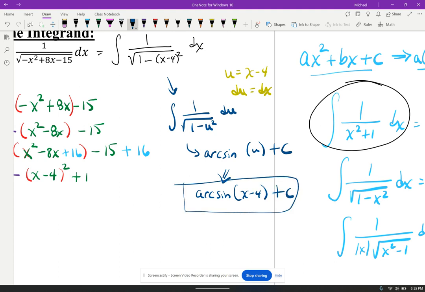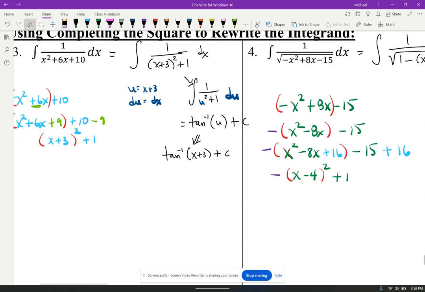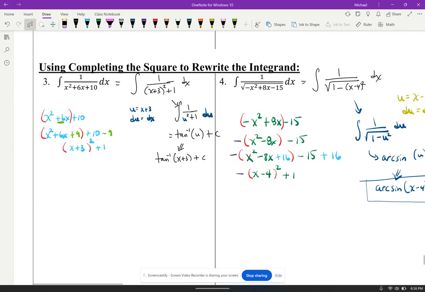This is the antiderivative that I'm looking for. I'm claiming that if you take the derivative of this, you're going to get this integrand, which is this original setup that we had. Using completing the square can help you rewrite the way a quadratic looks so that maybe it matches one of the arcsine or inverse trig function derivatives or antiderivatives.